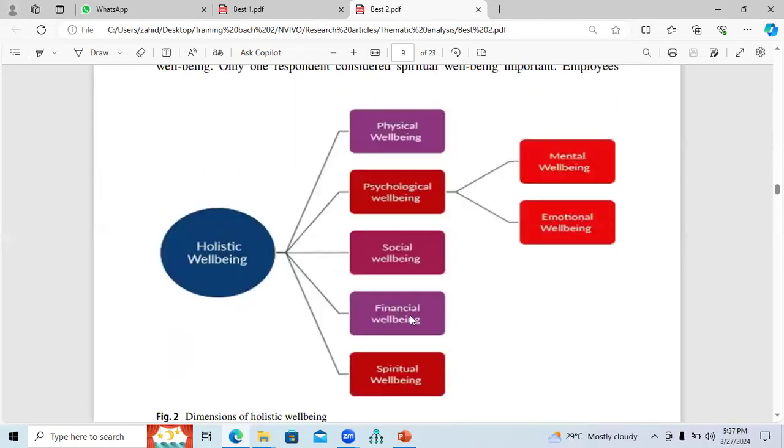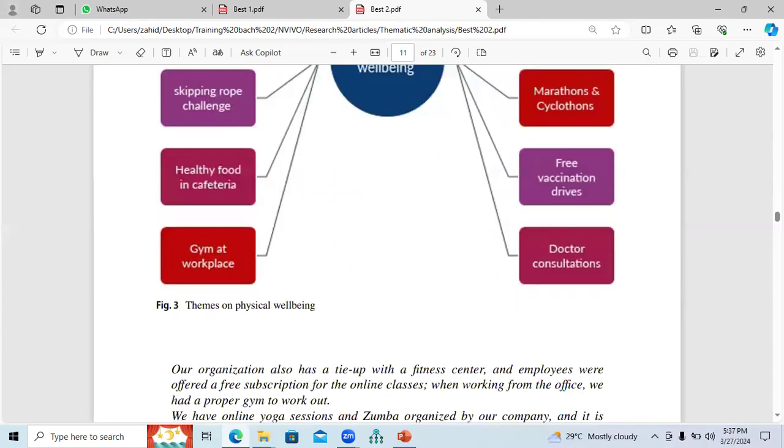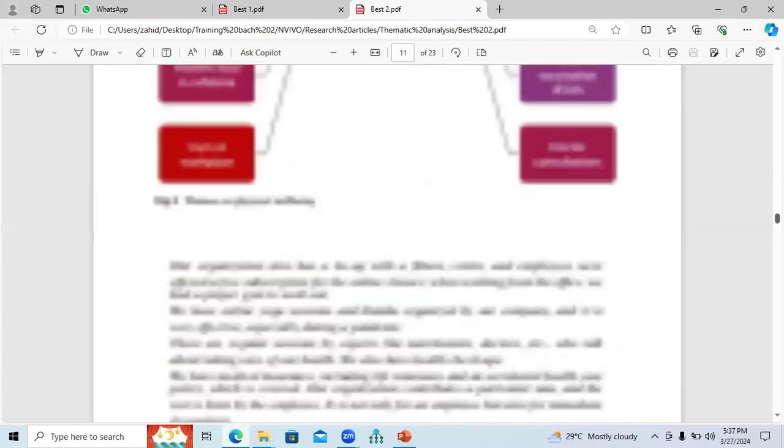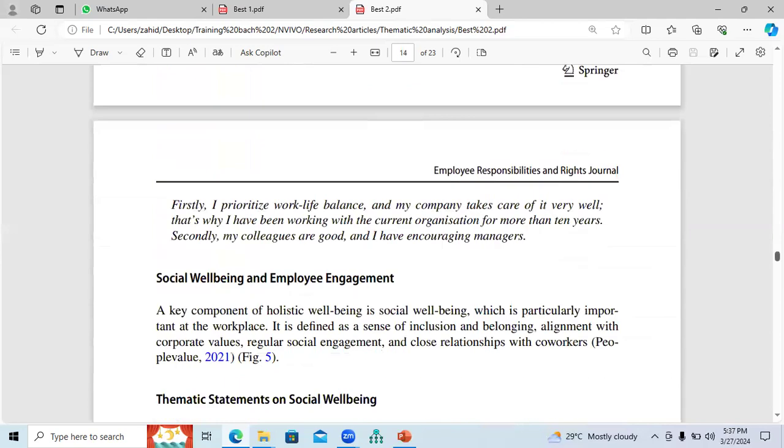So this is the mind map which we can create using NVIVO. They have created their themes like physical well-being and psychological well-being, and they have subcategorized this into mental well-being and emotional well-being. Similarly, they have identified social well-being, financial well-being, and spiritual well-being as holistic well-being in the thematic analysis. This is a complete view of thematic analysis. You need to read this paper completely like this. This is also a mind map.